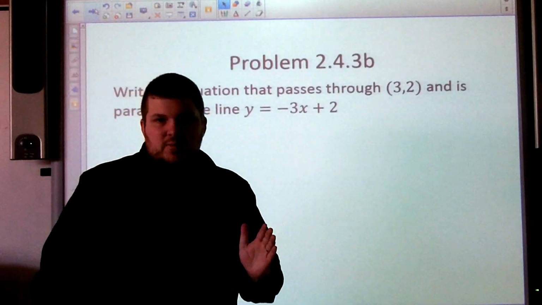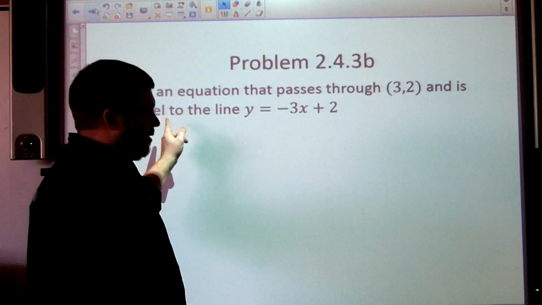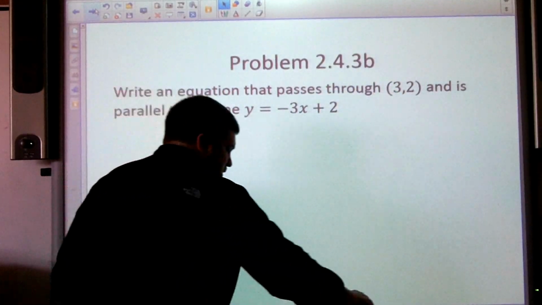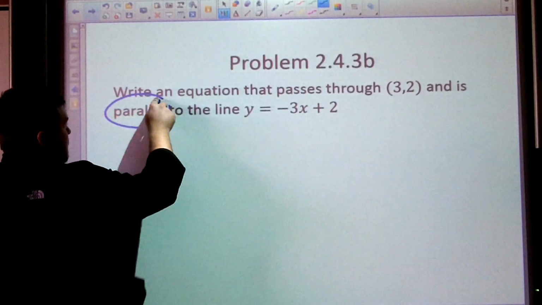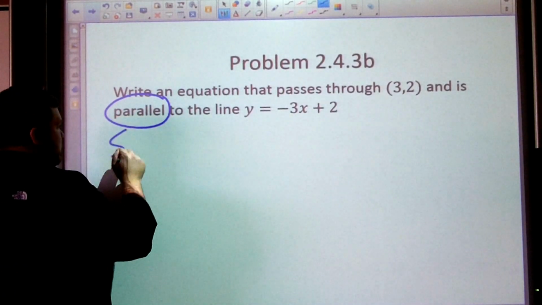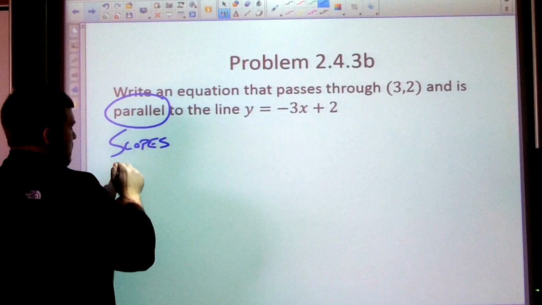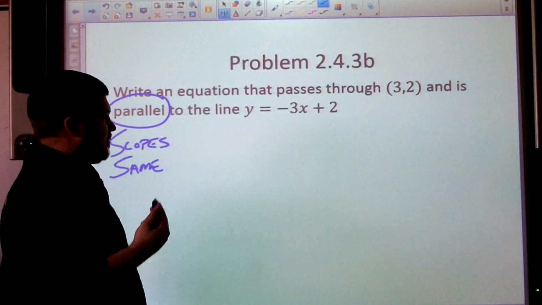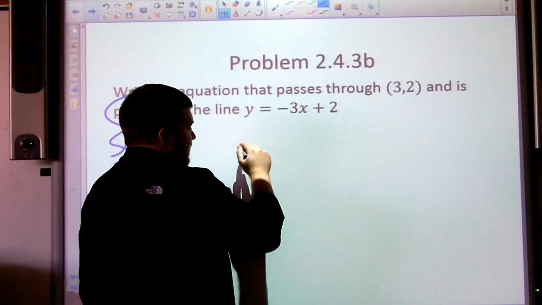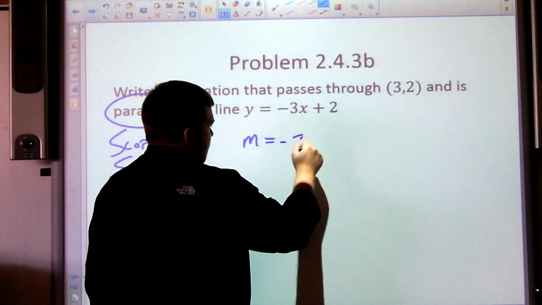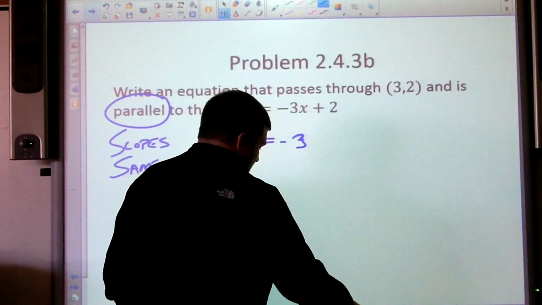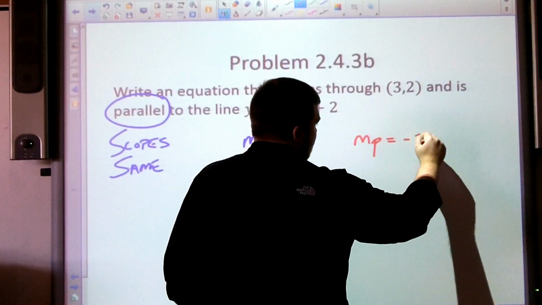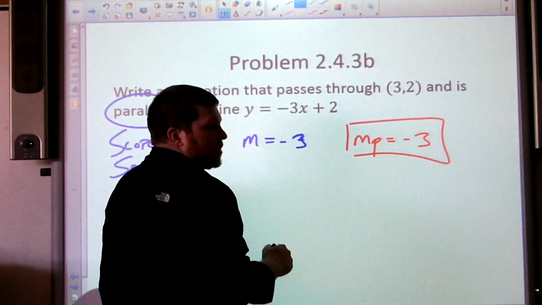Okay? Another type of problem, very similar. This time we want the parallel line to this given line. We have one point, and it has to go through that one particular point. So we need to start off with what parallel means. Anytime we see parallel, we know the slopes are the same. So here I just need to identify my given slope. My given slope is negative 3. That means my parallel slope, which I'm going to call MP, is also negative 3. So that's the slope I want to use for this line.